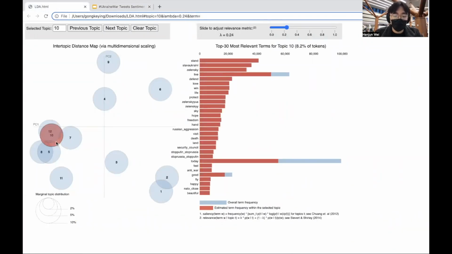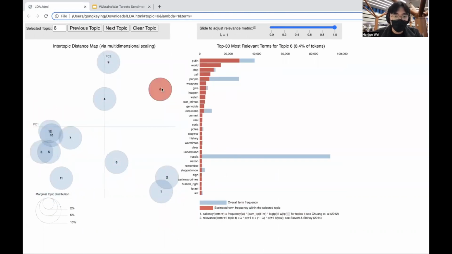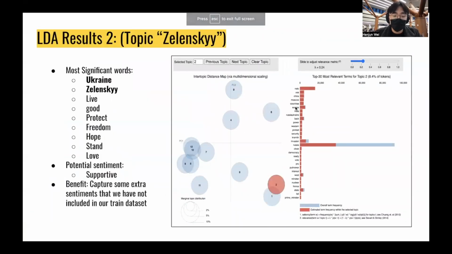Topic 10 is one of the latent topics we learned from our dataset. Let's have a closer look at the words in our dataset. We can see here that life, good, protect, freedom, hope, stand, and love are classified as the same topic as Ukraine and Zelensky. But in topic 6, war crimes, genocide, stop war, stop Putin now are categorized in the same group with Putin, Russia. And now let's go back to the slide, please. We see that our model does capture some sort of latent topic among words.